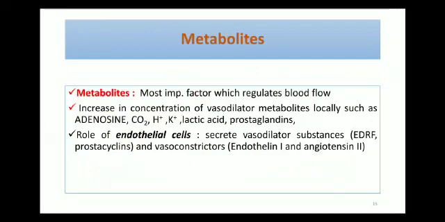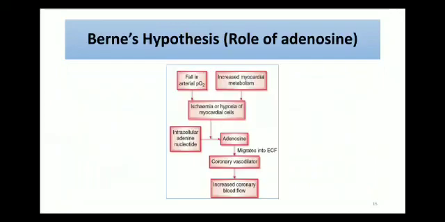Even endothelial cells have certain vasodilator substances: endothelium derived relaxing factor, prostacyclin. So the heart has a lot of metabolites that can help in vasodilatation and increasing the coronary blood flow. The most important being adenosine.